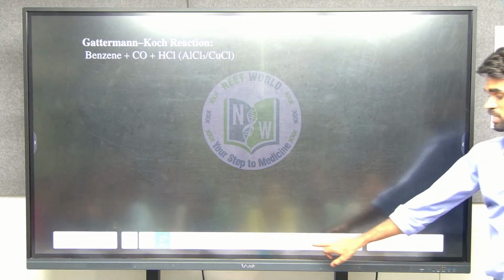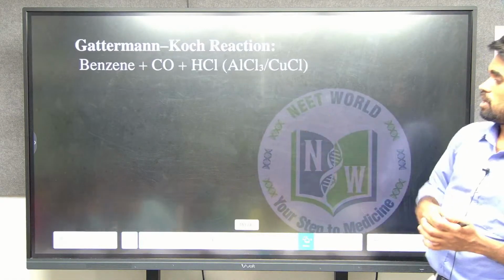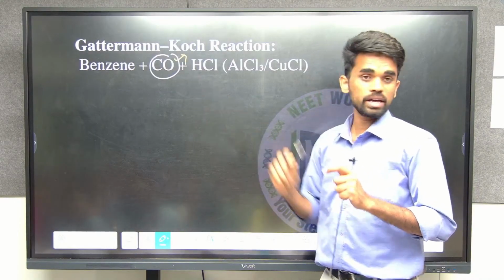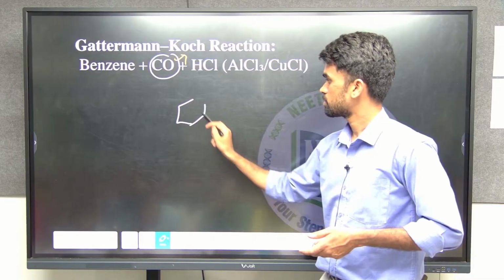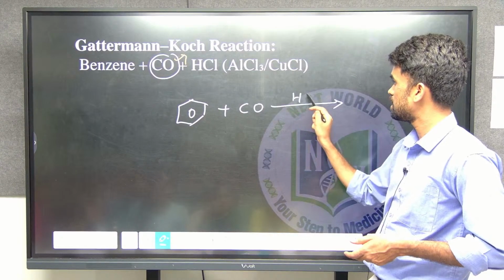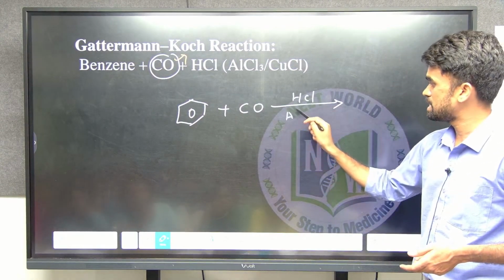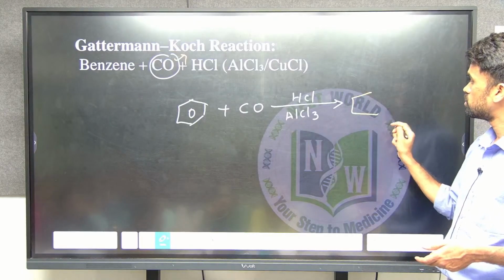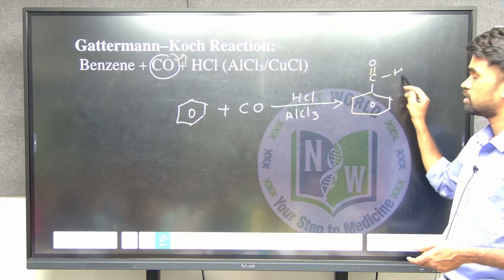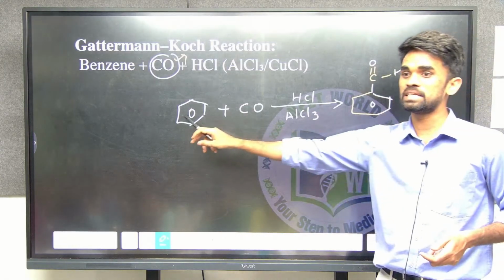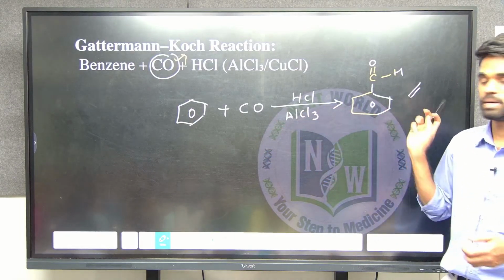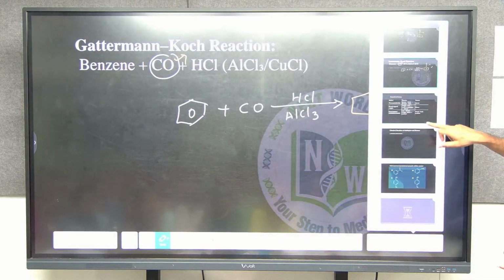Gattermann-Koch reaction. What is the reaction? Gattermann-Koch reaction. Benzene with carbonyl group, CO, and HCl, in presence of AlCl3 gives you benzaldehyde. Do you have this reaction? Okay, fine.